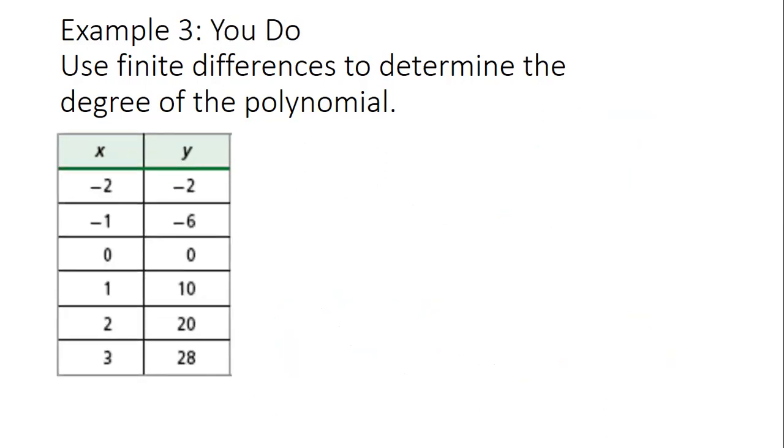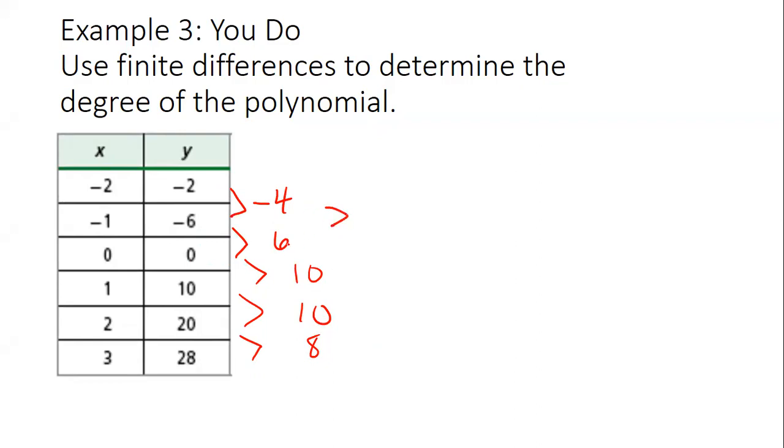All right, here are yours, with me saying nothing. As I walk around, if you need my help or you have questions, please stop me. All right, so for your you do, let's see how you did. Starting off here, we have negative 6 minus negative 2, which means negative 6 plus 2, which is negative 4. We have 0 minus negative 6, which is positive 6. 10 minus 0 is 10. 20 minus 10 is 10. 28 minus 20 is 8. That's your first level of difference. Not linear.